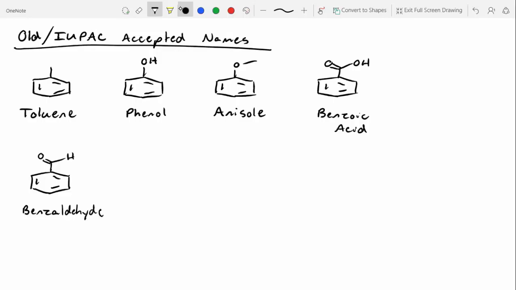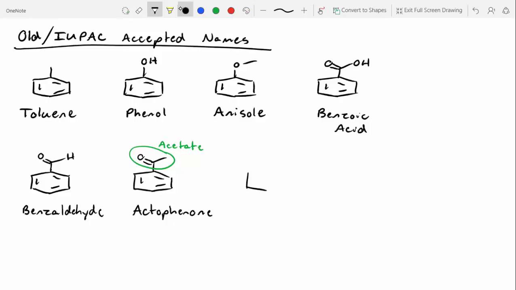Next one we've got is a little bit different. Instead of an aldehyde, we actually have a methyl ketone coming off. This group is commonly called an acetate group. All right? And so what we call this is acetophenone. Not very intuitive, but the old name stuck.